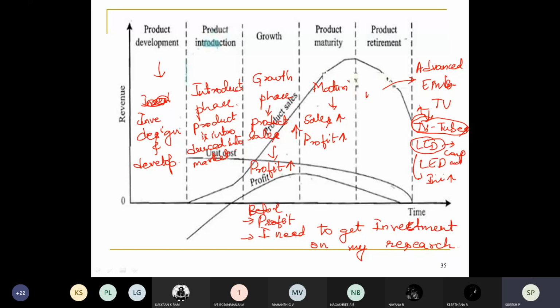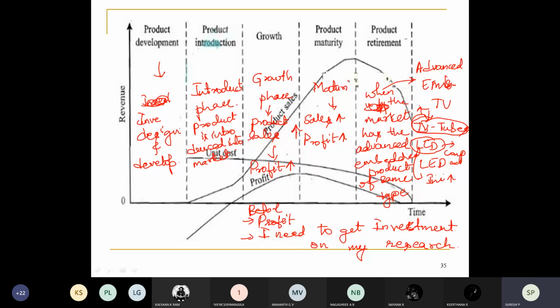So when the market has an advanced embedded product of the same type, obviously it is going to have advanced features. So I will go with the advanced feature only, and I will discard the whole feature which is there. So at that particular stage, your product is going to the retirement stage. So these are the 5 different product life cycle stages which you are going to have.